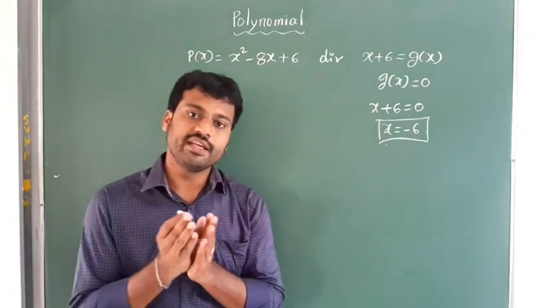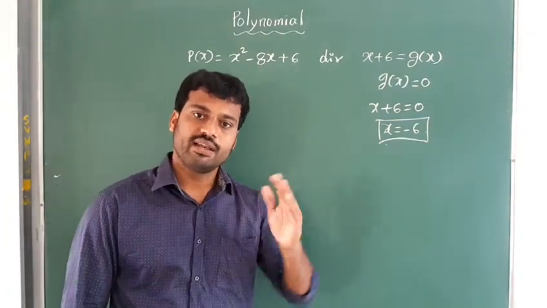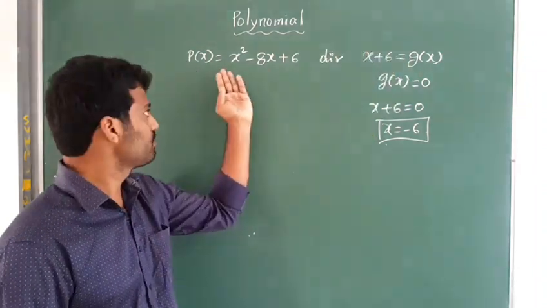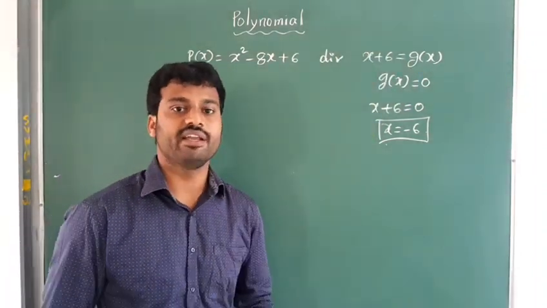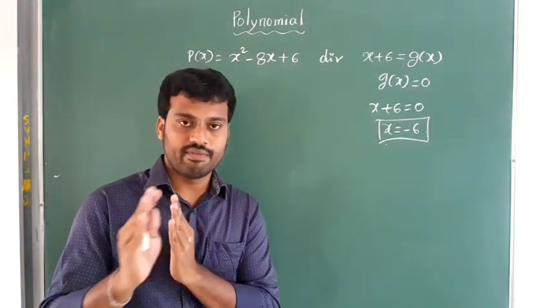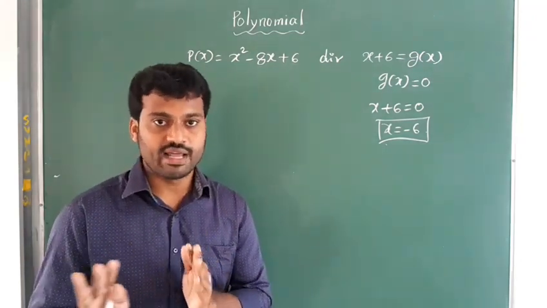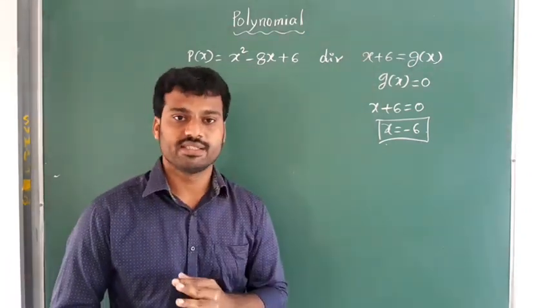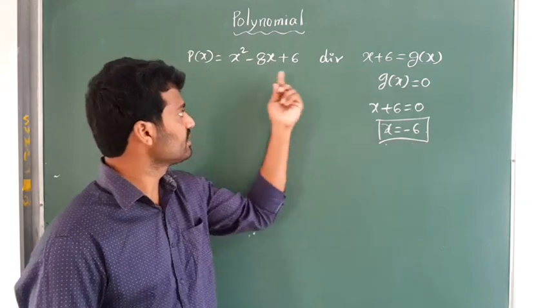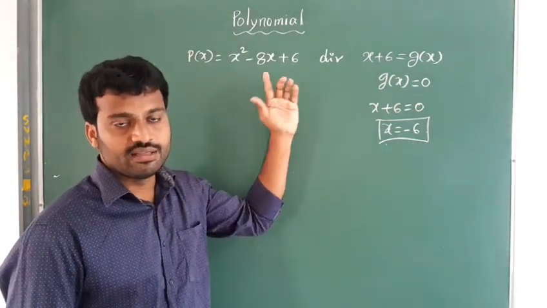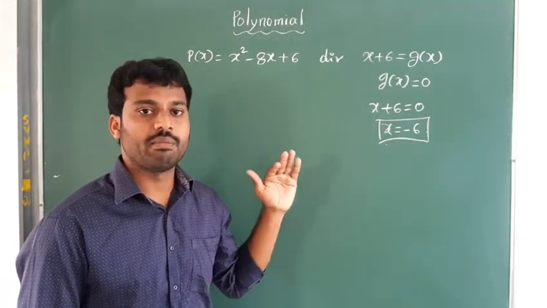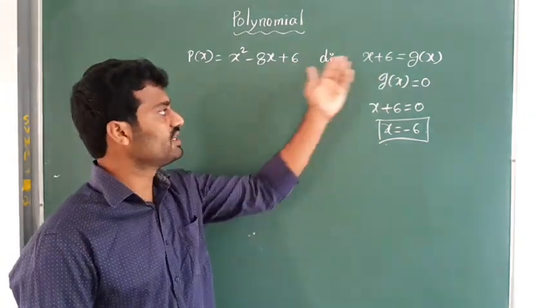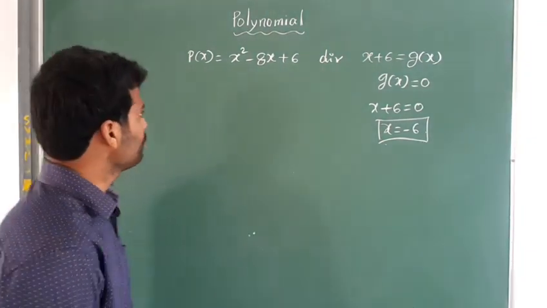Whenever you are finding the remainder, the remainder theorem states that the zero of this polynomial, directly you substitute in the given polynomial and simplify it. The final simplified answer is nothing but the remainder of that polynomial when it is divided by x plus 6. So x is equal to minus 6, substitute it here, simplify it, and the final answer is the remainder when this polynomial is divided by this one.